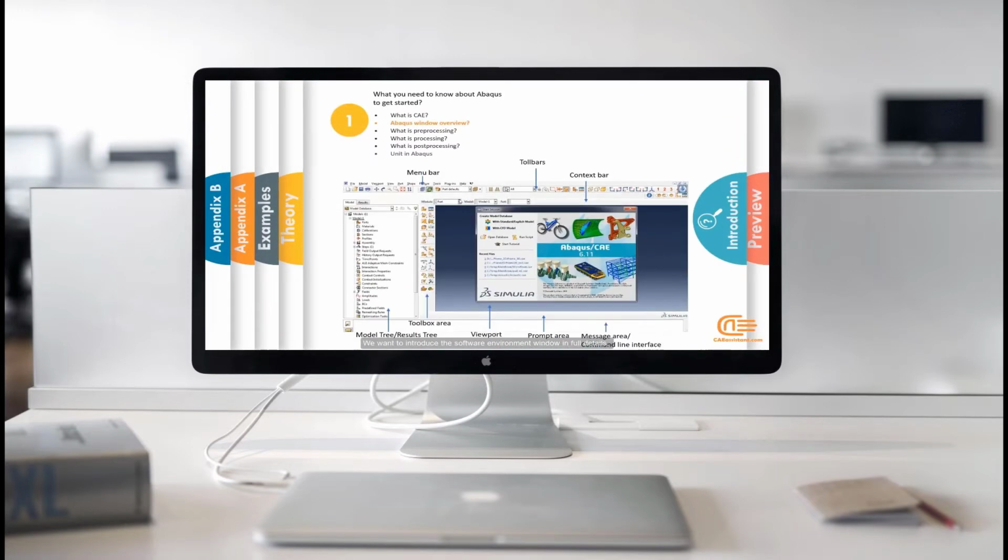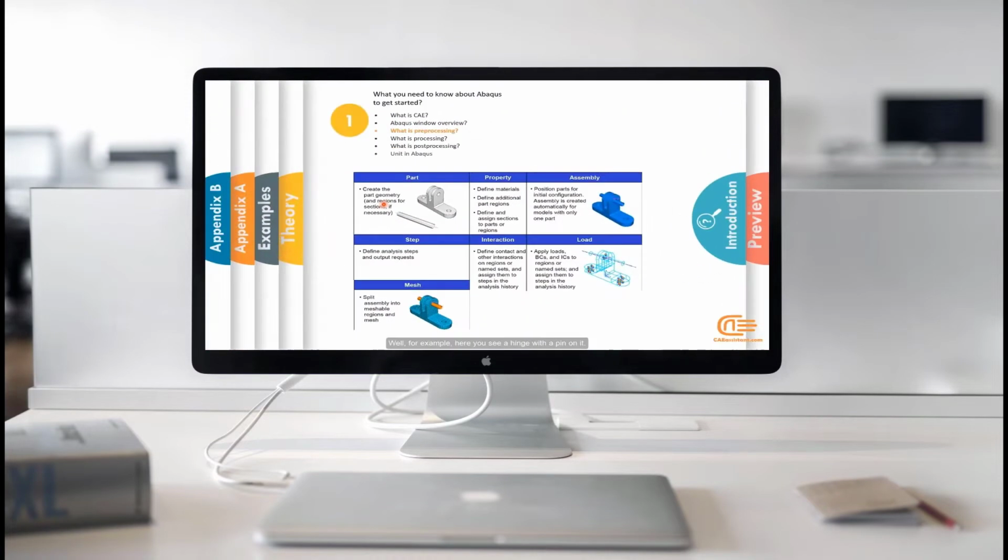We want to introduce the software environment window in full details. We see the menu bar, toolbar, and context bar at the top of the software screen. The toolbox area has different tools depending on each module. For example, you can see tools related to part module in the figure. Well, for example, here you see a hinge with a pin on it.